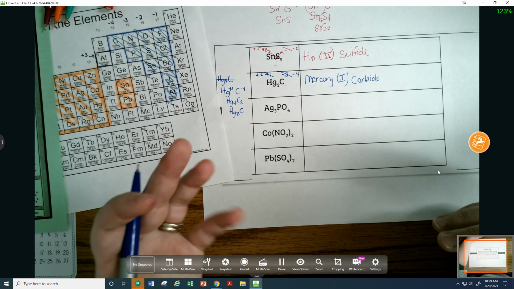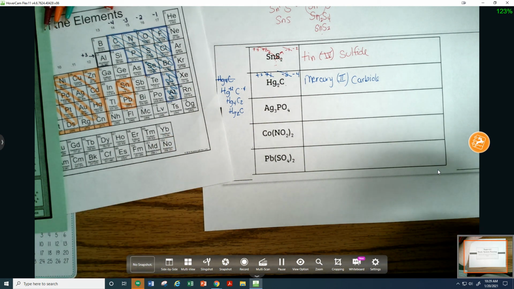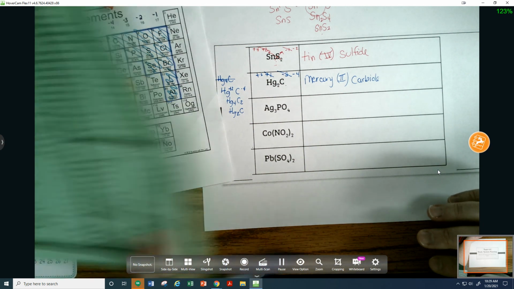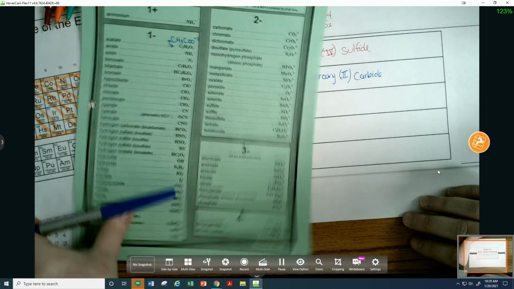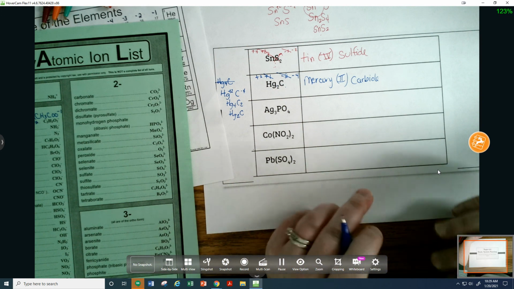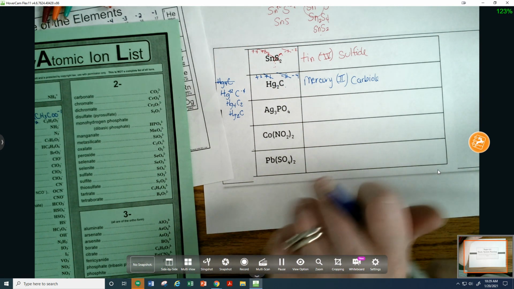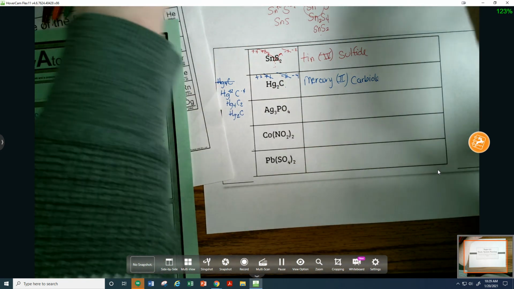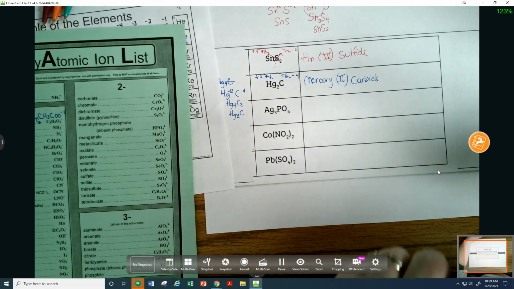So the last three examples are like what we just saw. The only difference, the only change is we now have a polyatomic. So you'll have to use your polyatomic list to verify your negative charges versus the periodic table. The other thing you have to be careful of is what are you crossing up to your cation. So you have to keep track of what do your subscripts mean.